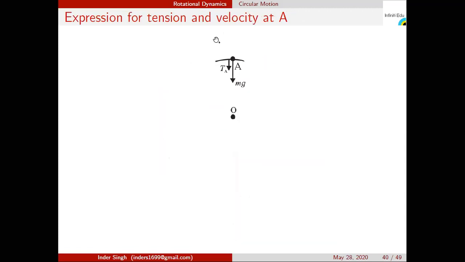Okay, so this is the first question of vertical circular motion. You can write the question. Derive an expression for tension at position A. So actually you should draw a complete circle.